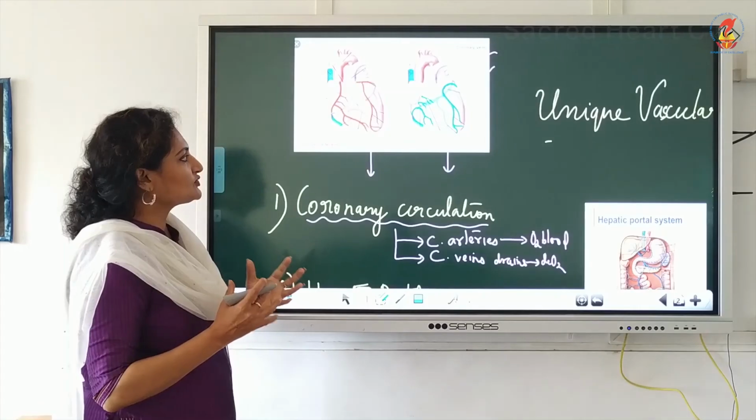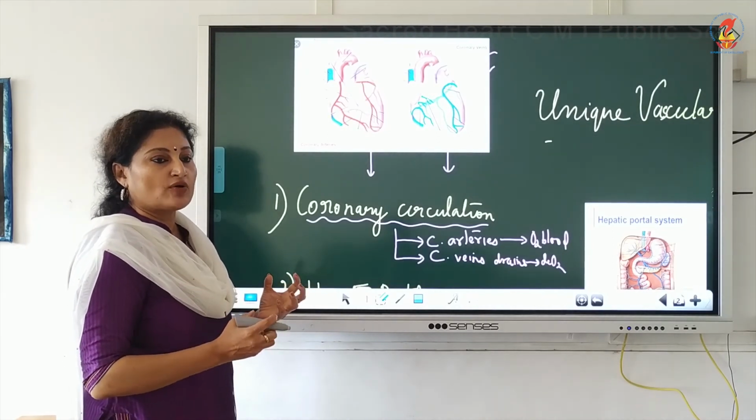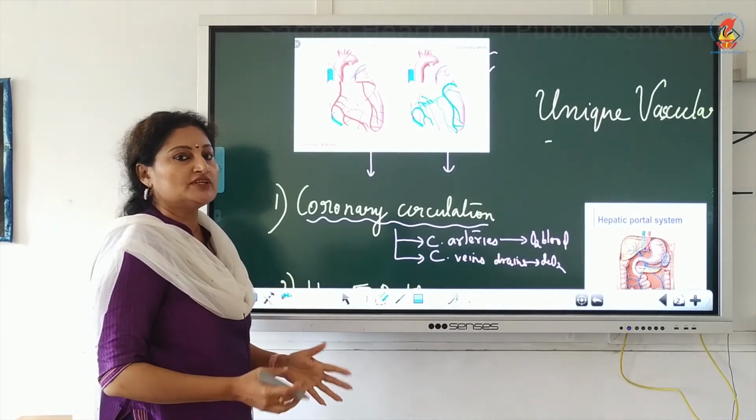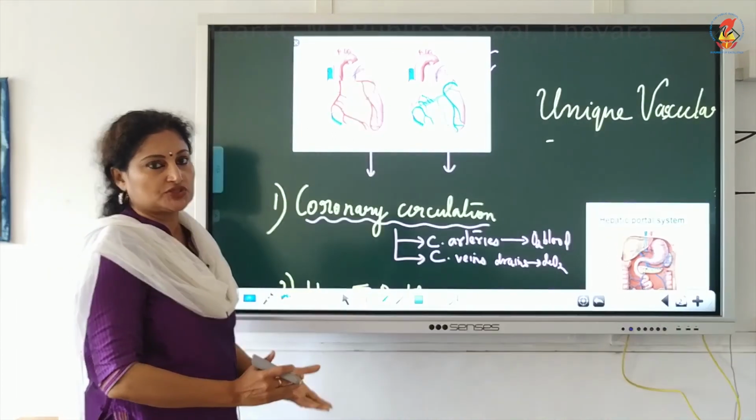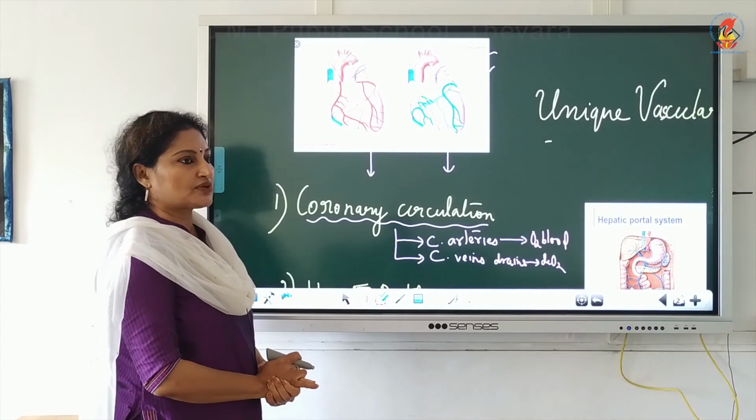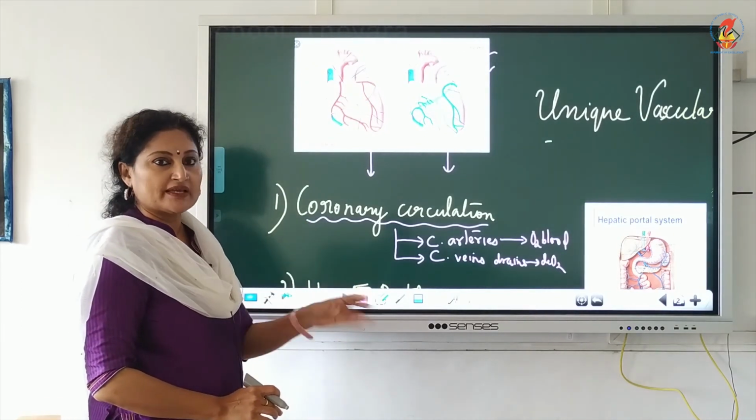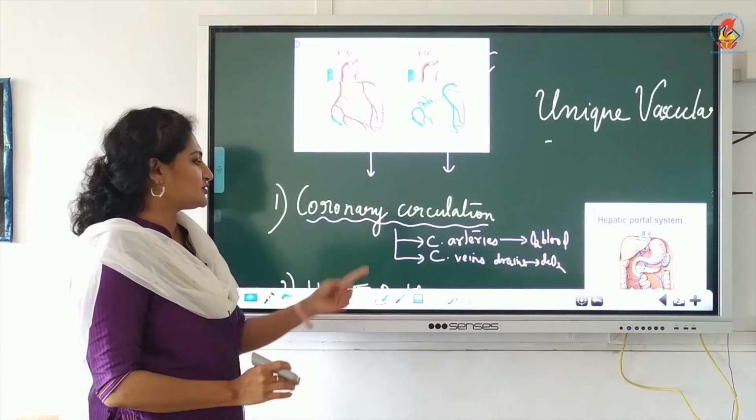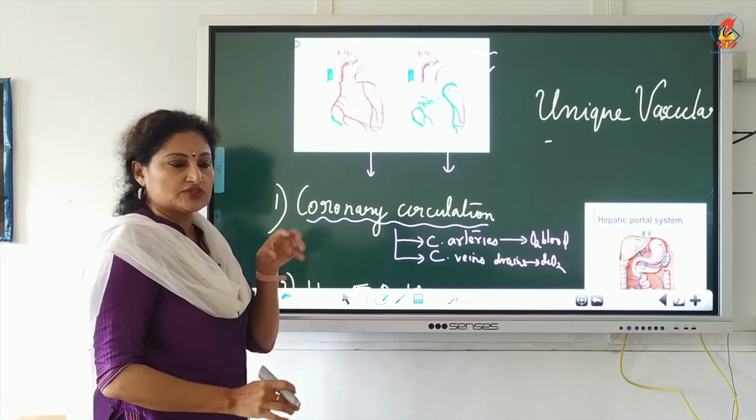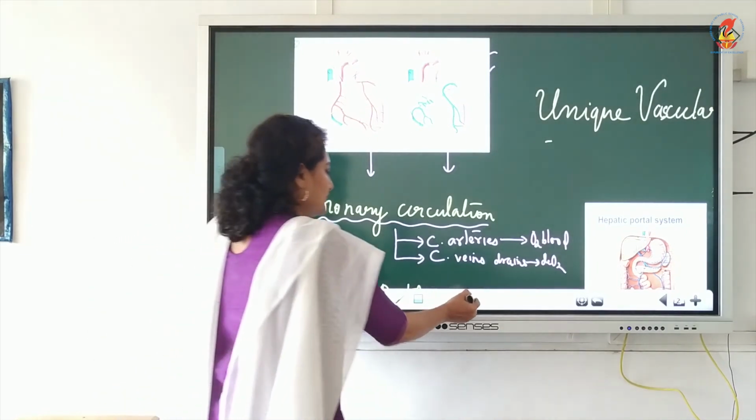Clear? So the heart also requires oxygenated blood and also requires a system to get rid of the deoxygenated blood, because they also undergo cellular respiration. It is a tissue. So definitely cellular respiration occurs and it warrants a system for supplying oxygenated blood and for getting rid of deoxygenated blood. And so we have the coronary arteries to supply the pure blood and coronary veins to drain off the impure blood.